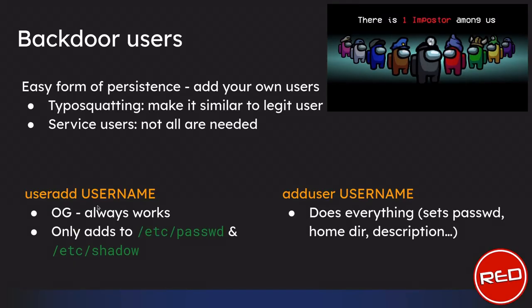So useradd is the OG utility. It always works on whatever system you want, and it doesn't do much. It just creates the user and adds it to the necessary files. Meanwhile, adduser does all the things that I just showed you. So this is how Red Team can create users.